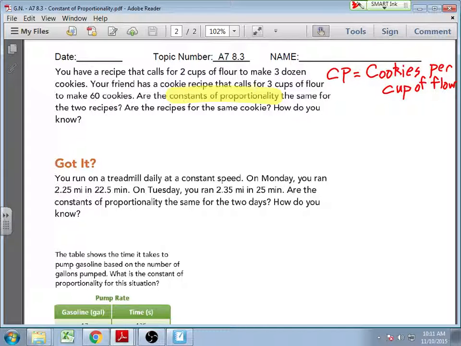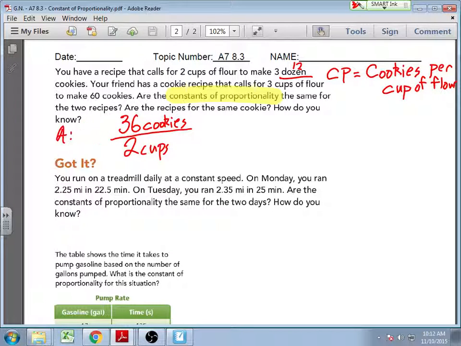I think I know. Nate, walk me through it. So first, since it's 3 dozen cookies and then 60 cookies, you have to convert the 3 dozen. What does dozen mean? Dozen's 12. It's a group of 12. So 3 times 12, we really have 36 cookies. So to set up that constant of proportionality, we know 36 cookies can be made with 2 cups.